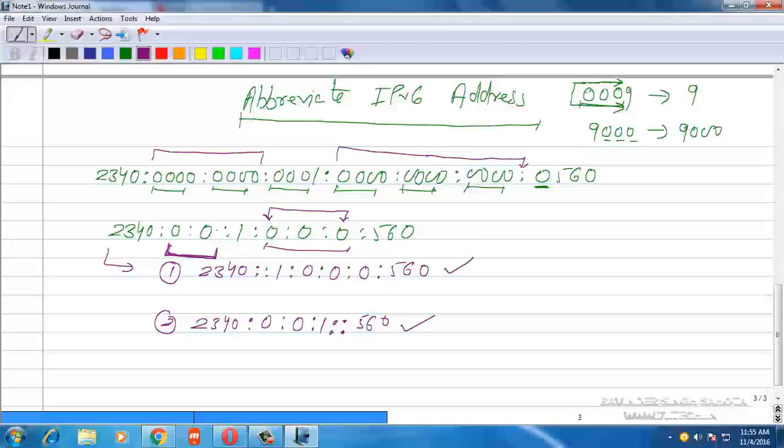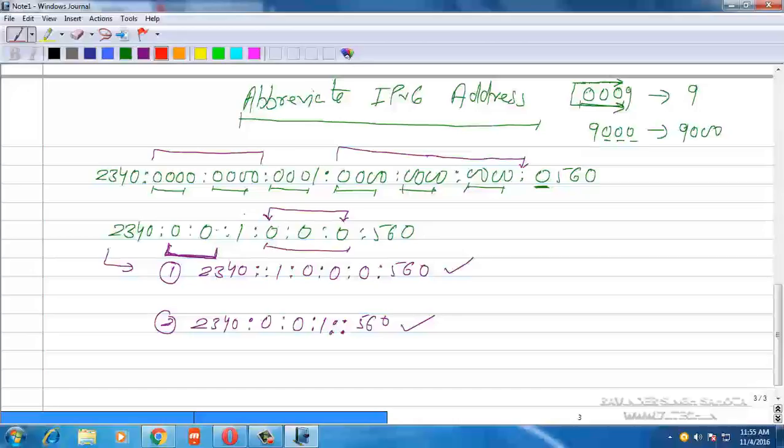So if your IPv6 address contains quartets or continuous quartets of all zeros, you can replace them with a double colon, but you can do that for only one such occurrence in an IPv6 address, right? Why is that?